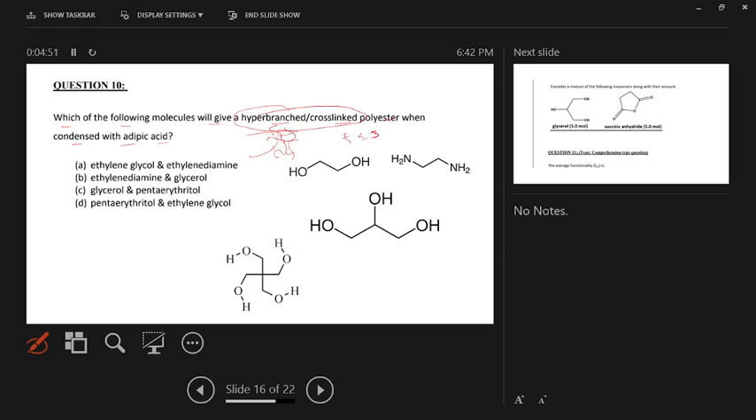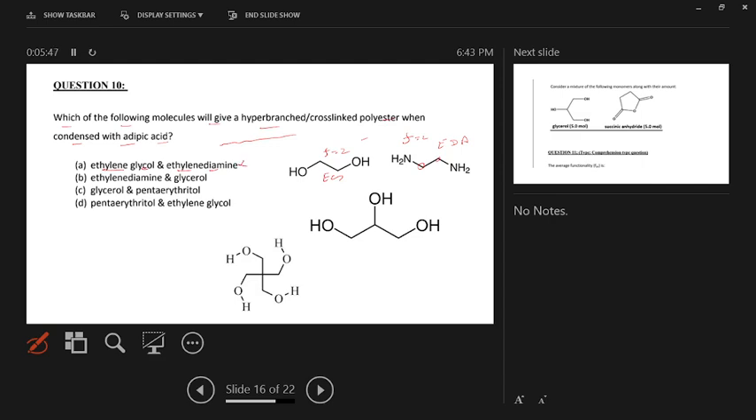So we will discuss the various types of monomers here and find out which monomers are able to produce a polymer which gives hyperbranched or cross-linked structure. First of all, we will discuss ethylene glycol. This is ethylene glycol, but it has only functional group 2, so it can make only a straight chain polymer. Similarly, ethylene diamine also has functionality 2, so it can make only a chain polymer. So it is not the right answer.